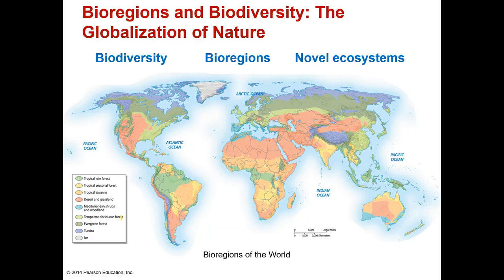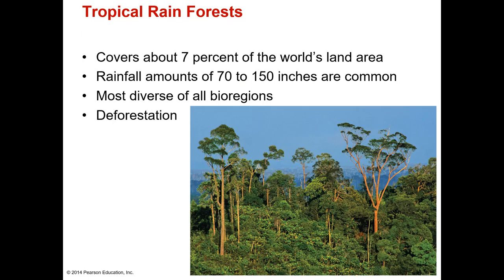So there's some overlap between specific bioregions and specific Köppen classification systems. So these are some more bioregions in detail. Rainforests only cover about 7% of the world's landmass, so that's not actually that much, and that's just the landmass.